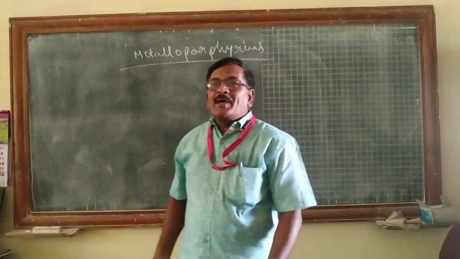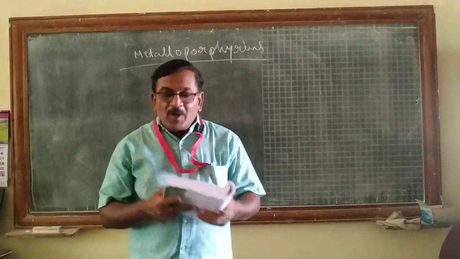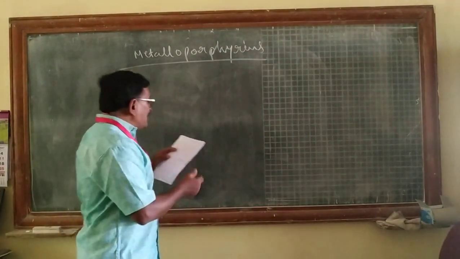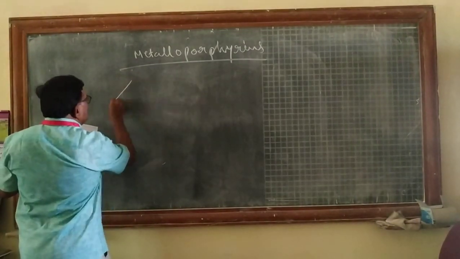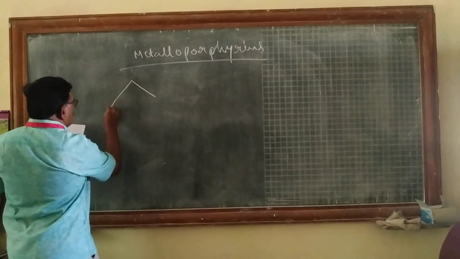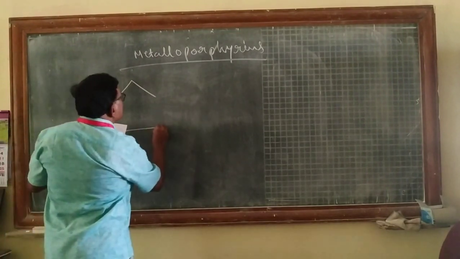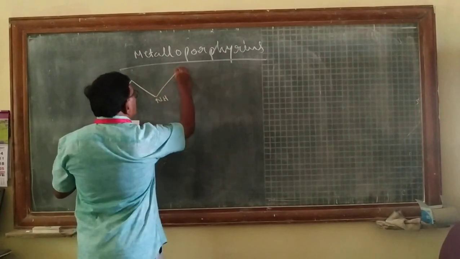The metalloporphyrins have four pyrrole ring systems. The first one will be like this. This is a porphyrin, the ligand. The structure will be like this. This is the N and this is the NH.